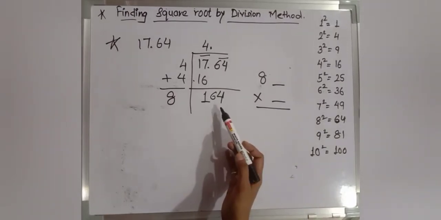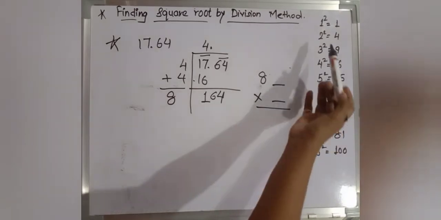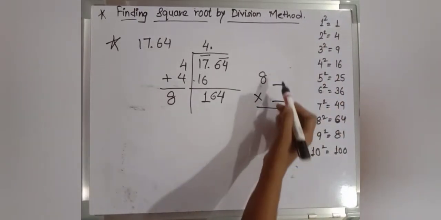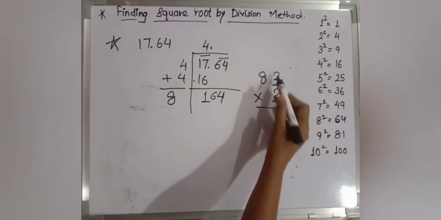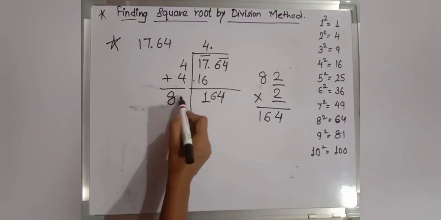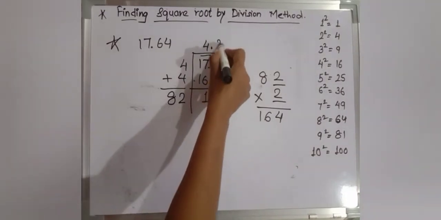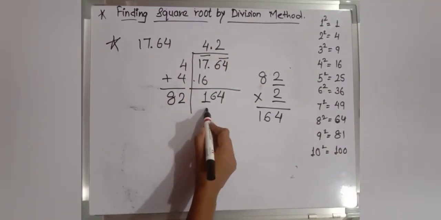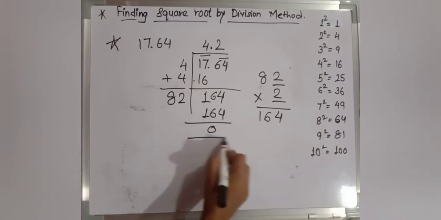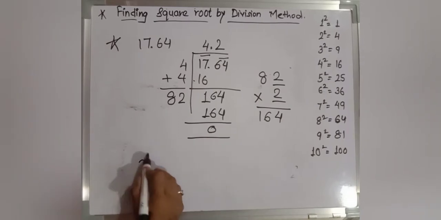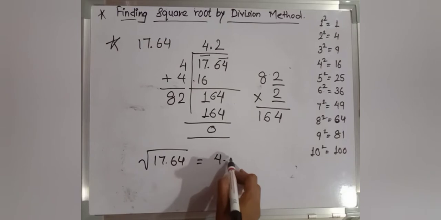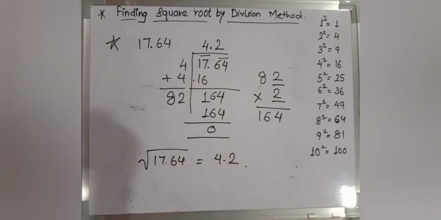In the ones place we have the number 2 square and another is 8 square. So let us see. 2 into 2 is 4, 2 eights are 16. So yes, we have 2 here, and we have 164, which gives us the remainder 0. Therefore, we can say that the square root of 17.64 is 4.2. Moving to the next sum.